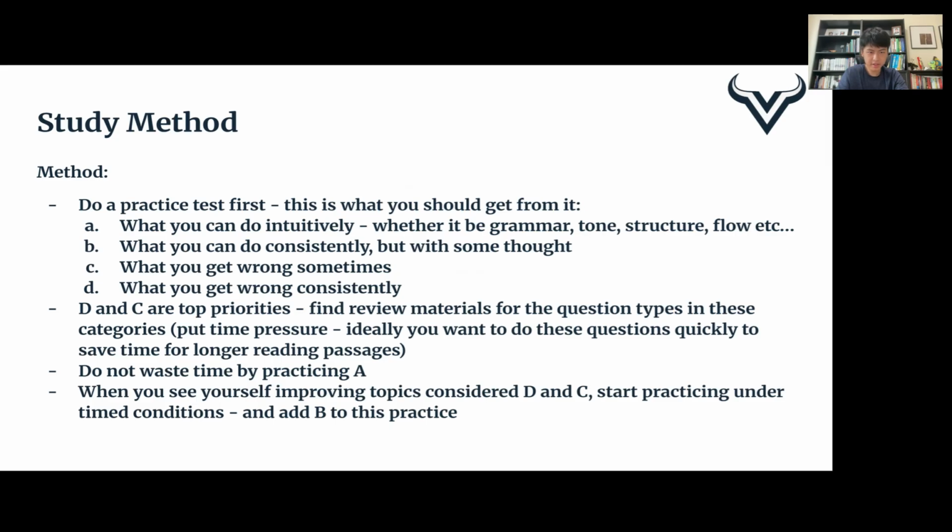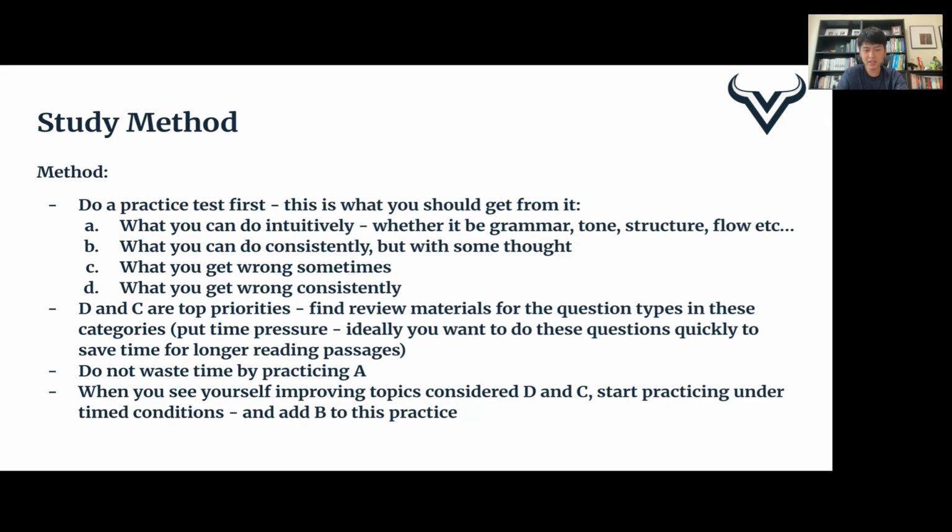Study method. So, when studying for SAT writing, what should you do? Again, the recommendation is to do a practice test first, and this is what you should get from it. A is what you can do intuitively, whether it be grammar, tone, structure, flow, or anything else. B is what you can do consistently, but with some thought. So, this doesn't come as naturally as those concepts in A. C is what you get wrong sometimes.